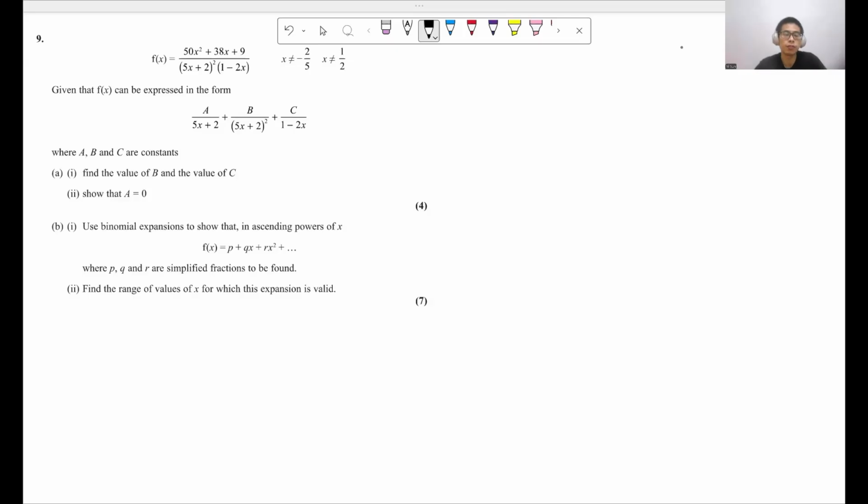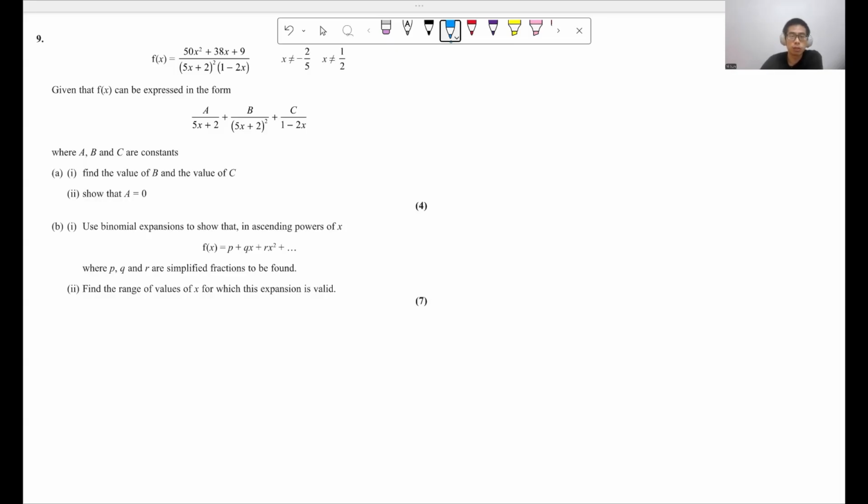Question 9. f(x) is equal to (50x squared plus 38x plus 9) over ((5x plus 2) squared times (1 minus 2x)), and x cannot be negative 2/5 or 1/2. Given that f(x) can be expressed in the form a over (5x plus 2) plus b over (5x plus 2) squared plus c over (1 minus 2x), where a, b, c are constants. So part A(i), find the values of b and c, and then show that a is equal to 0. Okay, so this is just a partial fraction question.